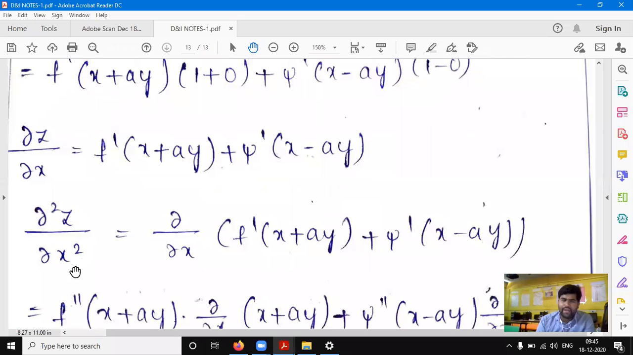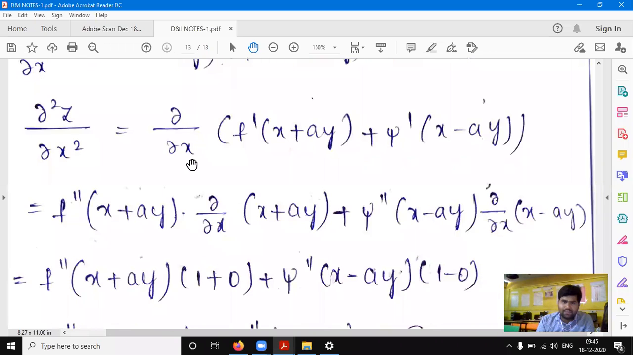Next, ∂²z/∂x² is equal to ∂/∂x of ∂z/∂x, which means this one: f'(x + ay) + ψ'(x − ay). Again differentiating with respect to x, f' becomes f''(x + ay) into ∂/∂x of (x + ay), plus ψ'' of (x − ay) into ∂/∂x of (x − ay).